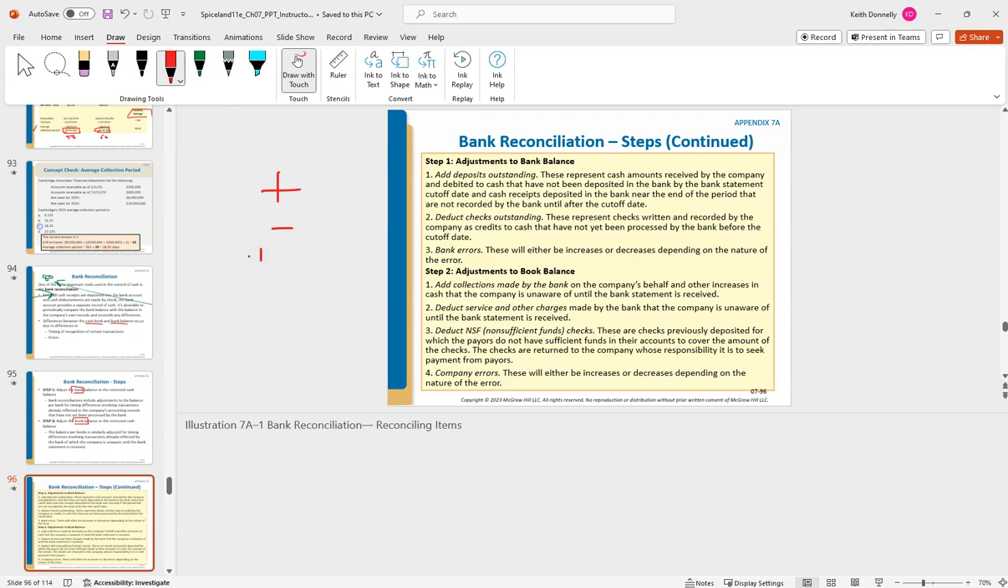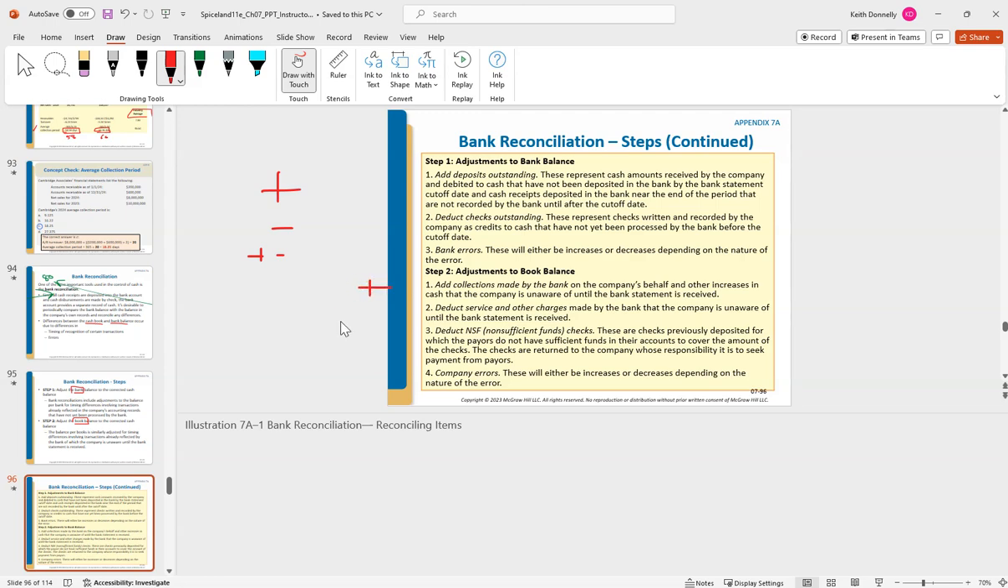Bank errors. This can be plus or minus. It's like when you're playing Monopoly, in your favor, not in your favor. Maybe we transposed the numbers or they screwed something up. How about the books? What adjustments do we make to the book balances?